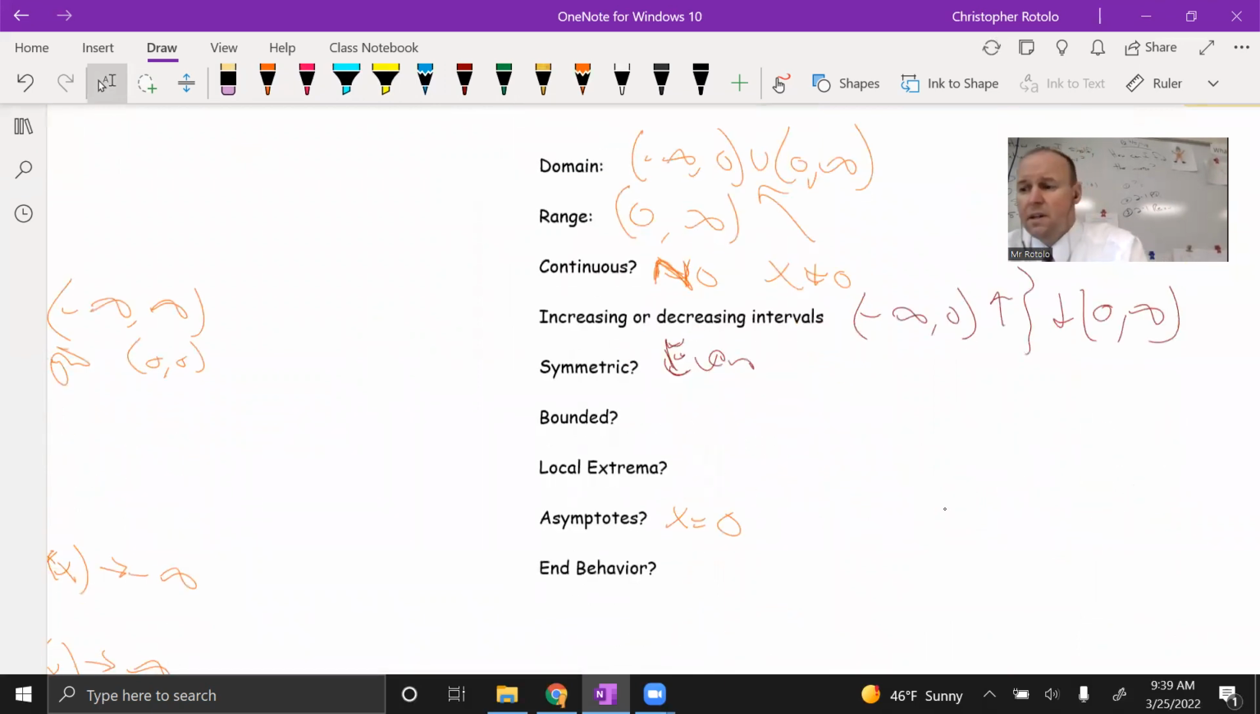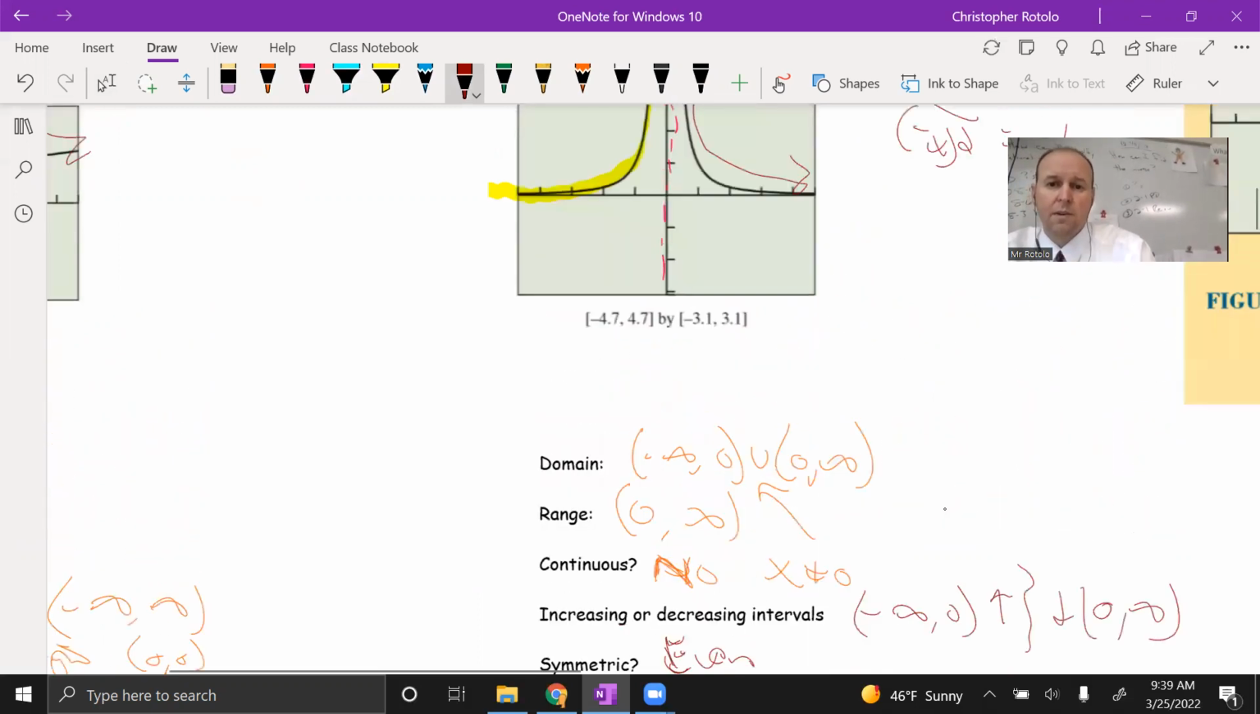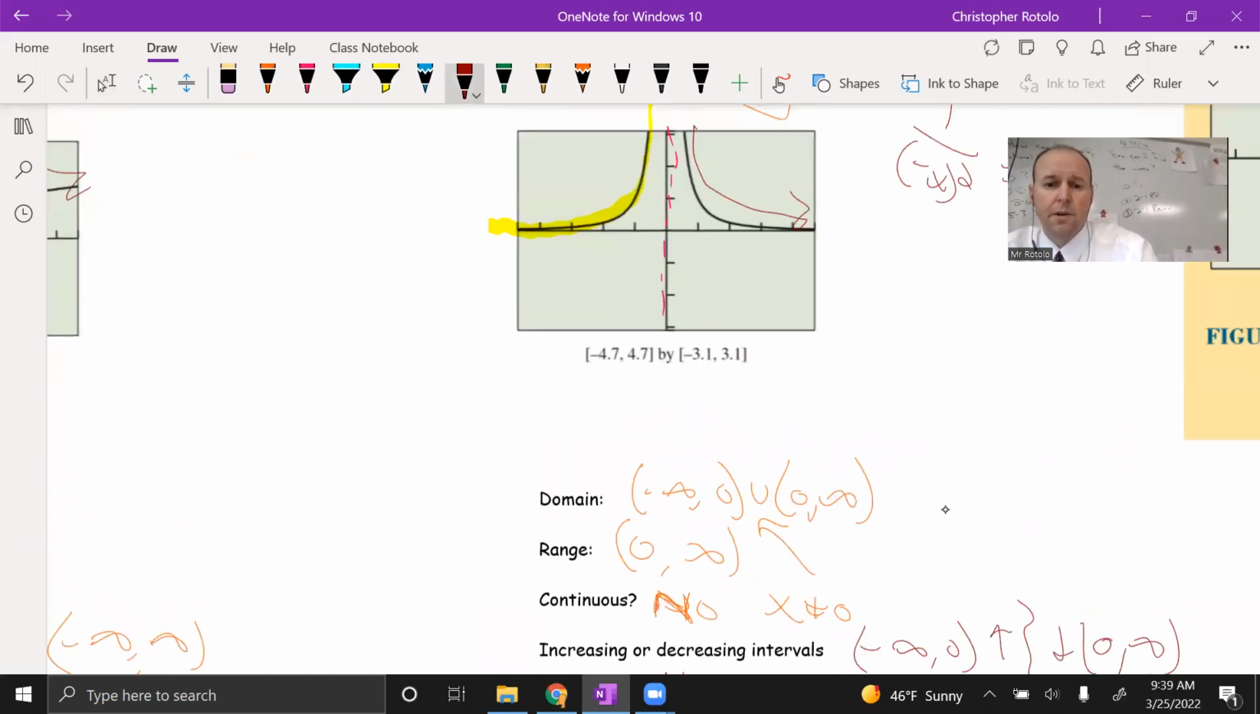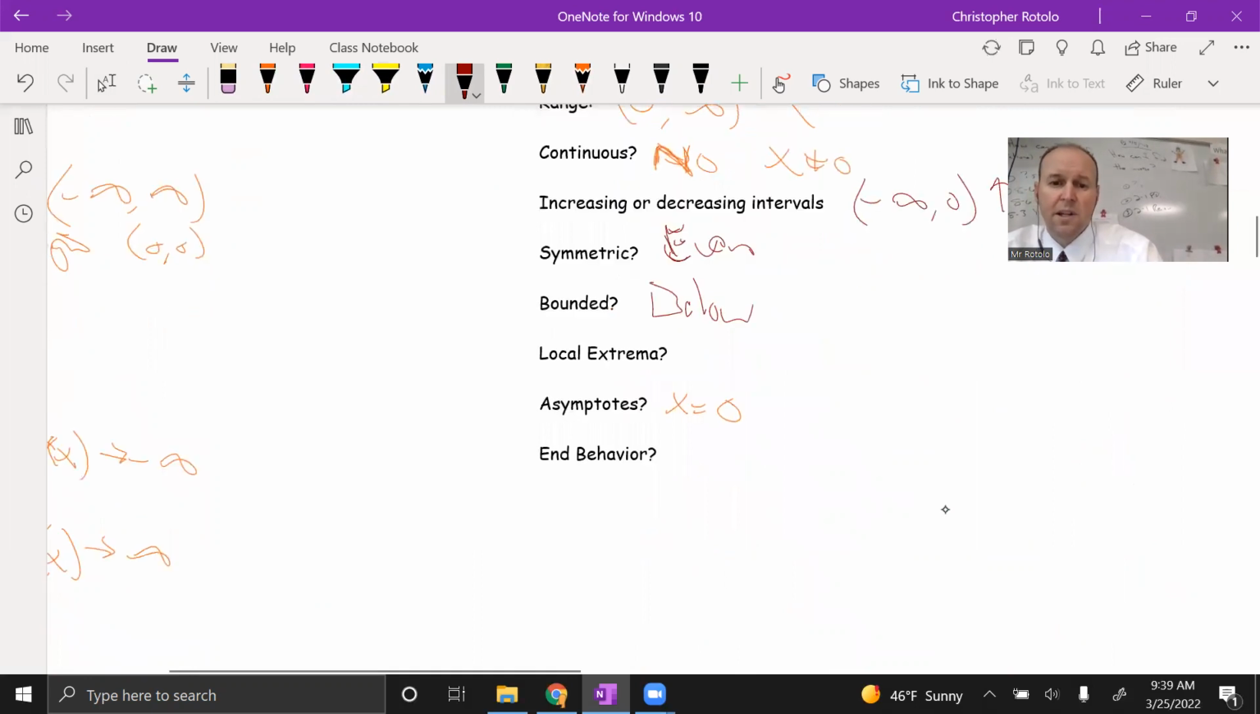Is it bounded? So only below, right? Because we have this horizontal asymptote at y equals 0. So I think that's my next question anyway. All right, oh, so let's add that one in there as well, y equals 0. Any local extremas? Nope, no turning points, right? It's always increasing or always decreasing in those sections, and then it's discontinuous.